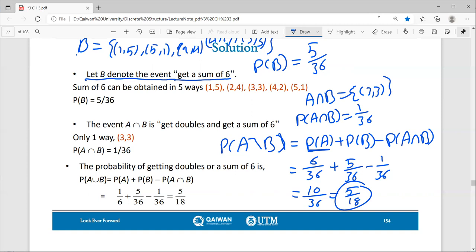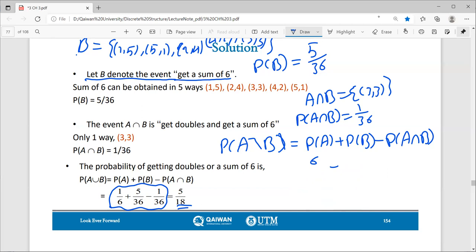The case of getting doubles is 6, so 6 divided by 36. For getting a sum of 6, we have 5 possibilities, so we divide 5 by 36. And the intersection between these two is only (3, 3). The probability of (3, 3) is 1 over 36. We just find this one, which is 5 over 18. That's done here. I'm going to clean this.